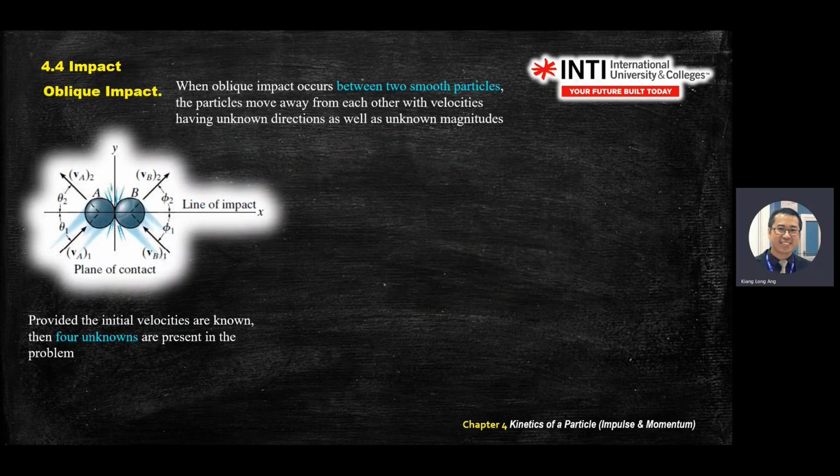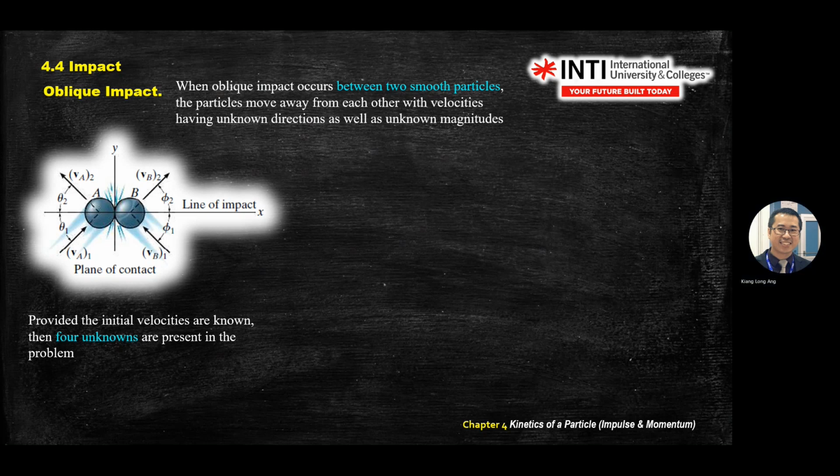Okay, another one is oblique impact, which means two objects come with a certain angle but meet at a certain point. Right? So when this kind of question comes out, you need to draw the line of impact, the plane of impact, and the angle of impact. Right? So all these have marks if you need to draw the diagram.